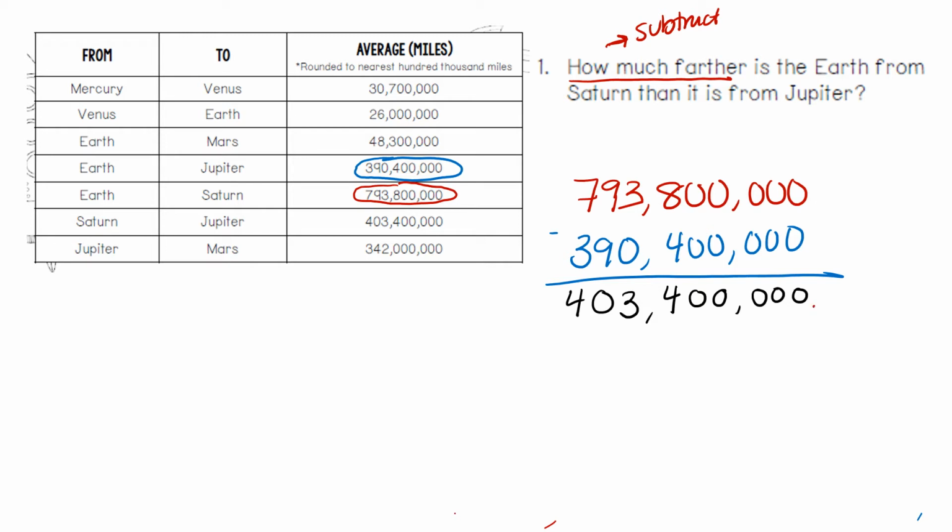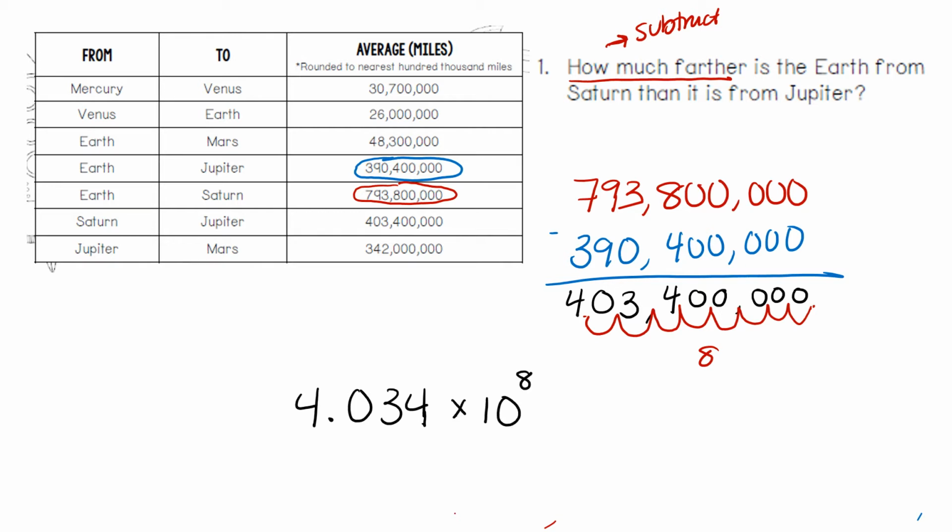We want to take the decimal point in the back and move it till it's behind the first number 4, which means we have to go 1, 2, 3, 4, 5, 6, 7, 8 times. When we write our answer, 4.034 would be our number. You keep the 0 if it's in the middle. It's always times 10, and it would be to the 8th power because we move the decimal 8 times.